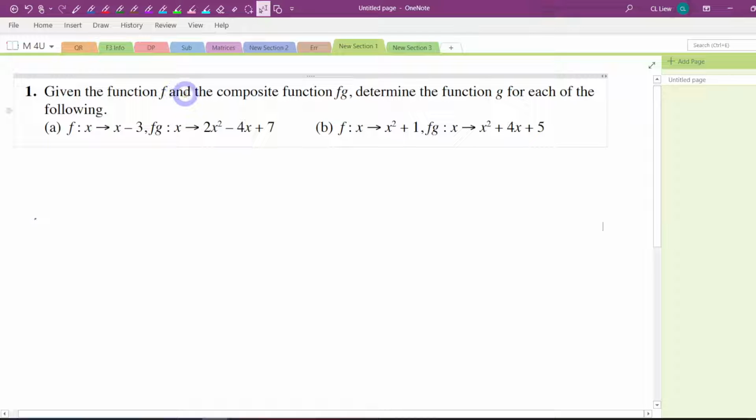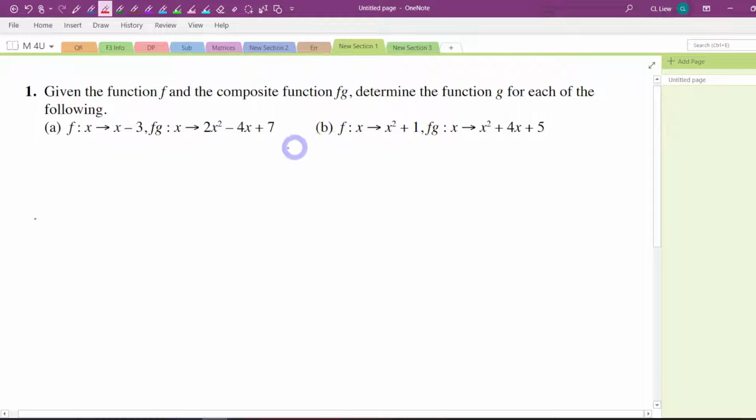Given the function f and the composite function fg, determine the function g for each of the following. Okay, so for this type of question, sometimes the question will ask you to find the first function, sometimes the question will ask you to find the second function. In my personal opinion, if the question asks us to find the second function, then it will be harder and easier to make mistakes. Now, this question is asking us to find the function g in this situation, which is the first function.